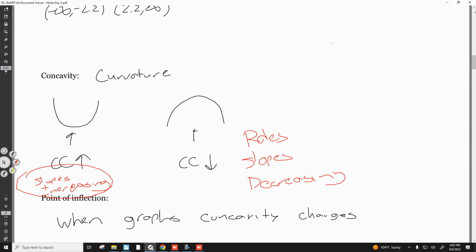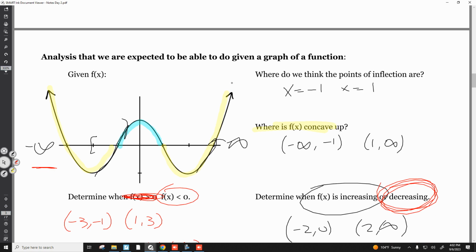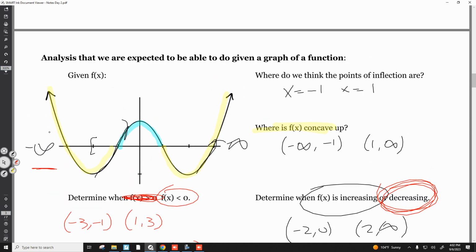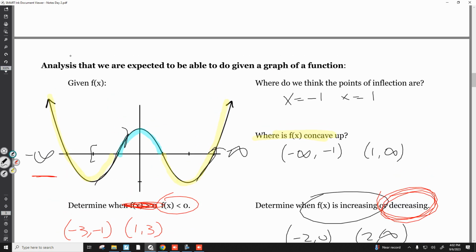If I go back to this question right here, and I ask you, when are f's rates increasing? You've already answered this question, but now it's just worded a different way. What am I actually asking when f's rates are increasing? Tell your neighbors.